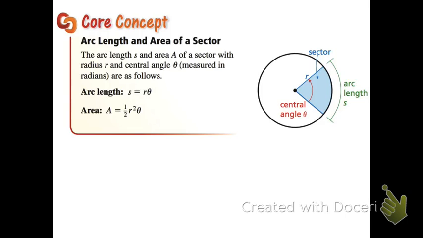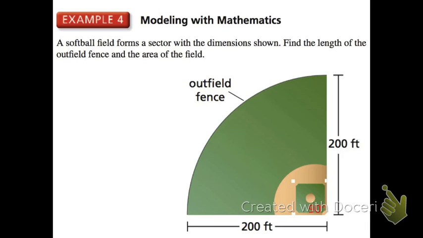Okay, next thing you need to have down is the arc length and area formulas. So in this case, arc length is denoted by an S, and that's just going to be the length of the arc. R is your radius, and theta is the angle right here. Okay, we have a picture of an outfield and the measurements of the side. So 200 feet and our angle is 90 degrees. So we're going to find the length of the outfield fence, so the distance of the arc, as well as the area of the field.